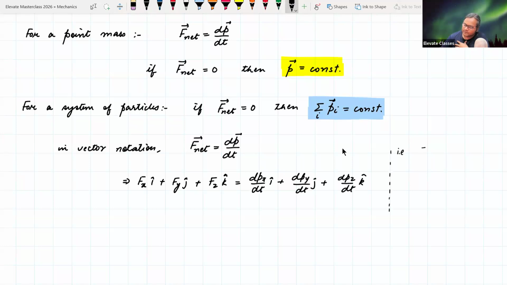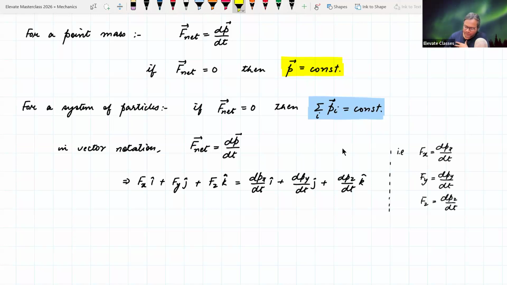That is, I can say fx is equal to dpx upon dt. I can say fy is equal to dpy upon dt. I can say fz is equal to dpz upon dt. So it simply means that it is possible that the force along a certain direction is non-zero, but along a perpendicular direction is zero. In that kind of a situation, the momenta along the first direction will not be a constant of motion, but along the second direction will be a constant of motion.